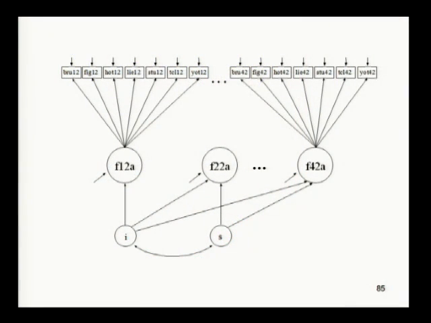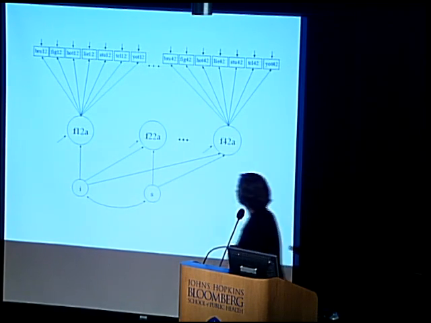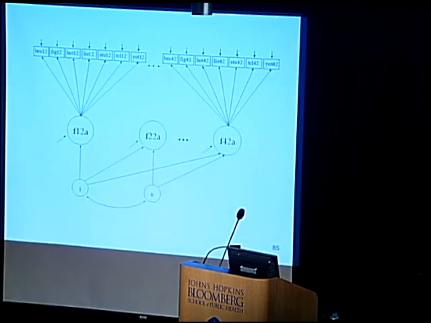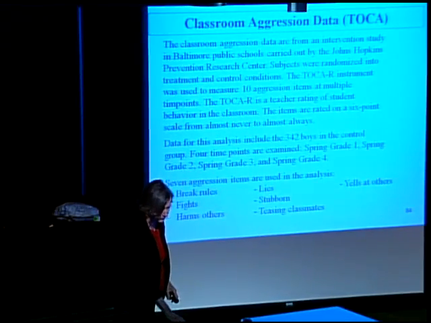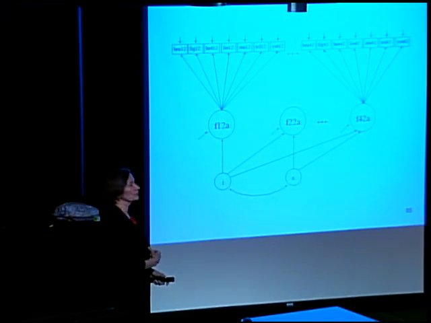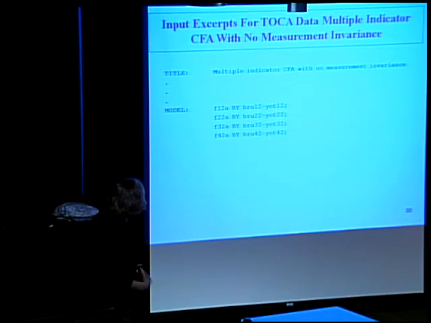And we're going to estimate a linear model. We have 2 growth factors, the intercept growth factor and the slope growth factor called I and S. So I'll move over here for the input. We're starting at the point where we're just going to be looking across time, at the model with no measurement invariance.